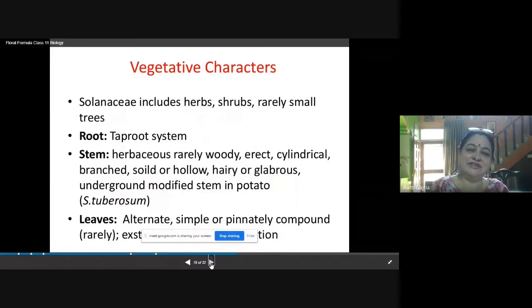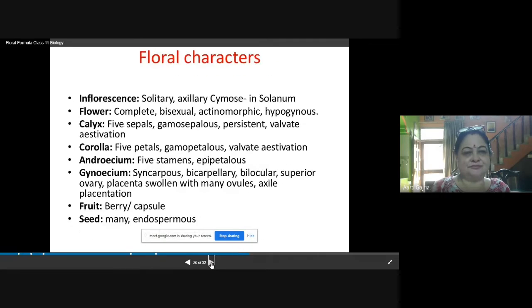So these are the vegetative characteristics. It includes herbs, shrubs, and small trees. Root is taproot. Stem is herbaceous, rarely woody, erect, cylindrical, branched, solid or hollow, hairy. Underground modified stem is potato. Potato is the common one. This is commonly called the potato family as well. Leaves are alternate. Alternate means one leaf at each node. This is the arrangement of the leaves. Now floral characters we will see.